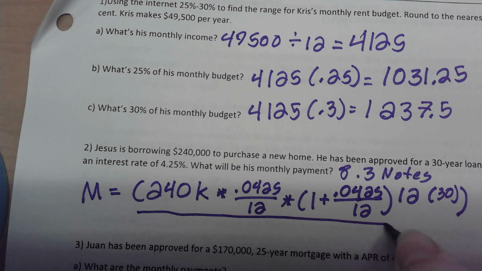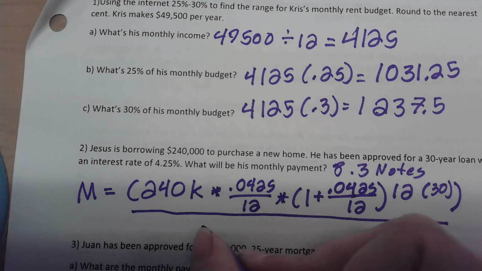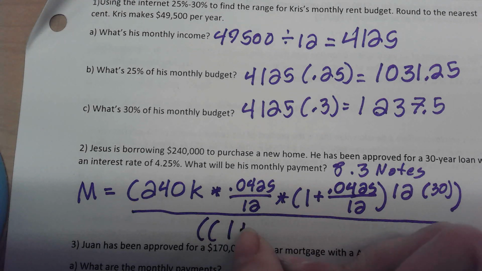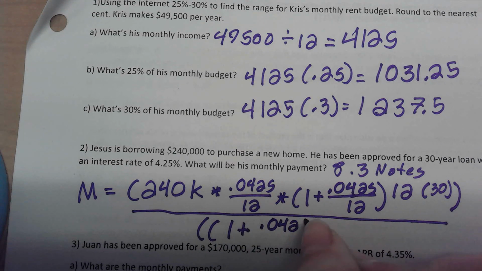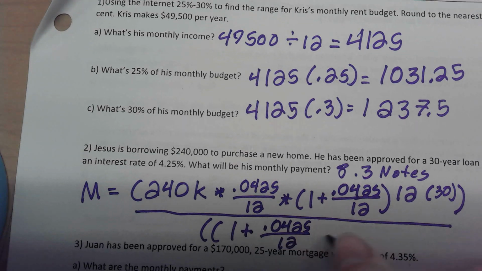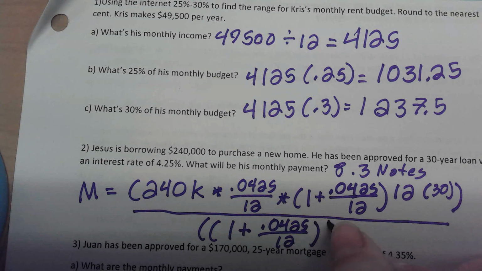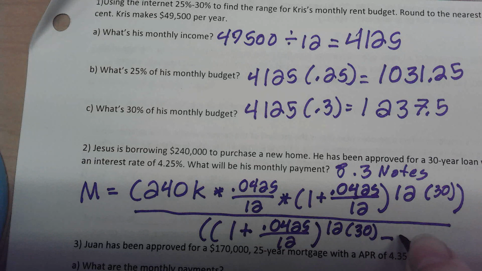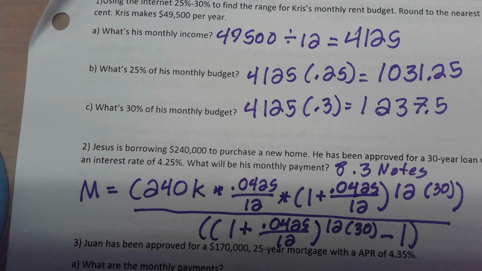All over parenthesis 1 plus the rate as a decimal divided by 12, and then 12 times the time, which is 30 years, minus 1. Okay, so make sure everybody, you do N over D if you're doing this.